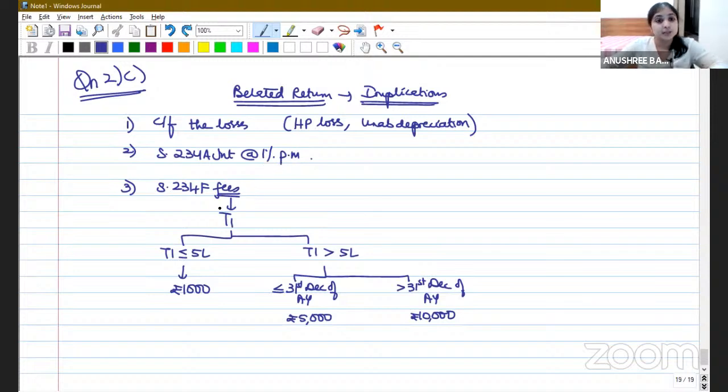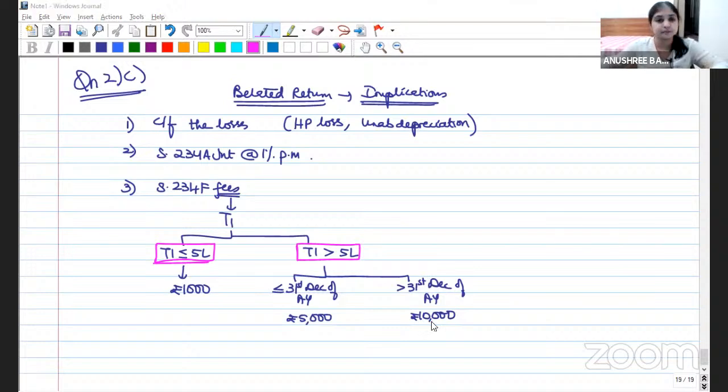234F fees depends upon the total income. Total income is not more than 5 lakhs: the assessee will have to pay 1000 rupees fees. Total income is more than 5 lakhs, but the assessee filed the return late, but within 31st December, then 5000 rupees. He filed the return late after 31st December, then 10,000 rupees fees.